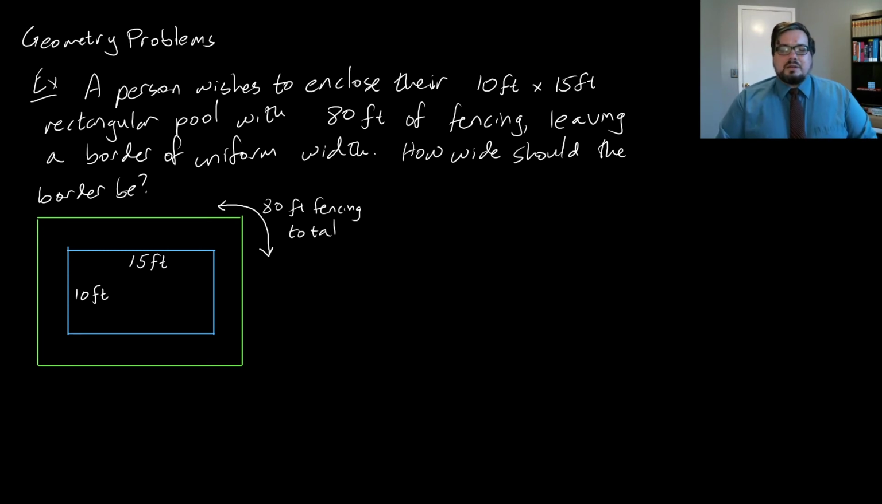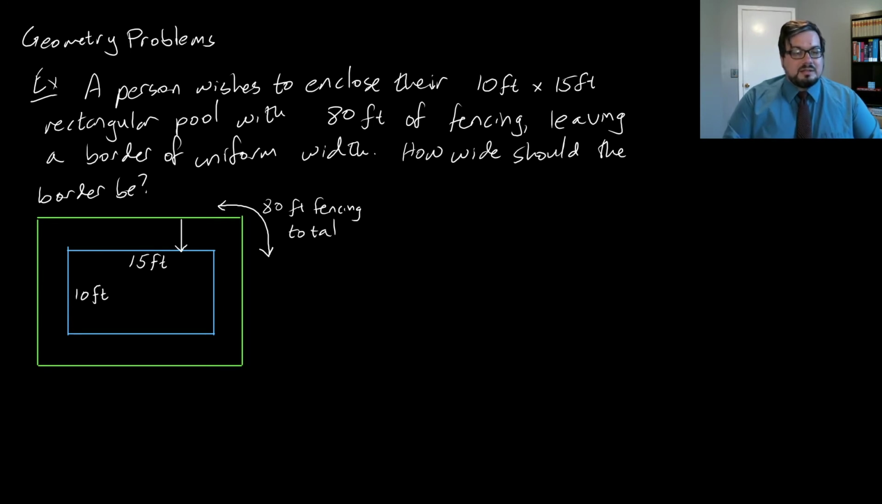And then let's see what else. We want to know how wide the border should be. And so this last question, how wide should the border be? Well, there's our unknown quantity. We don't know how much space there's going to be in between the pool and the fence yet. That's what we're trying to find.